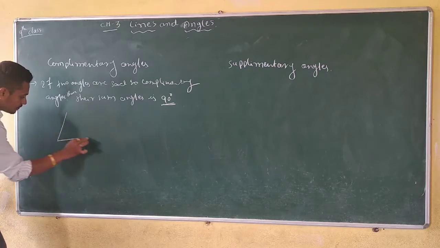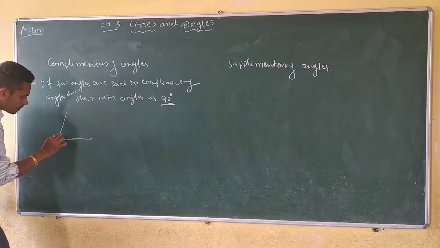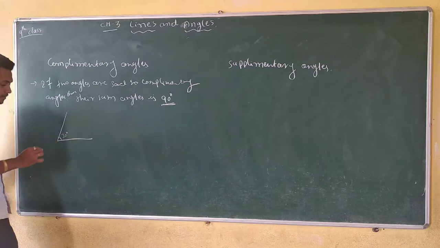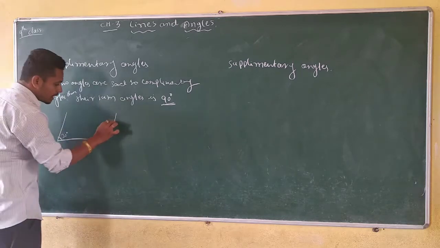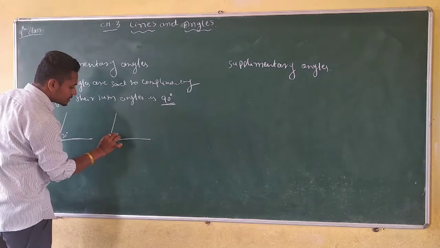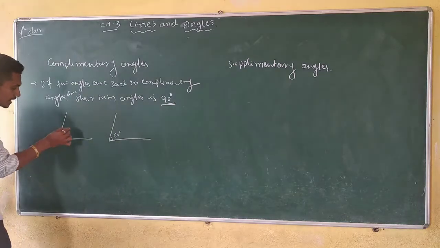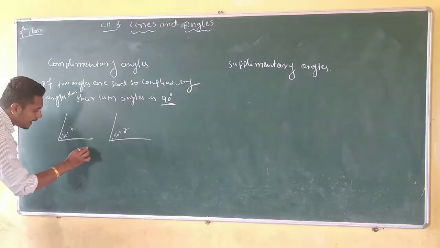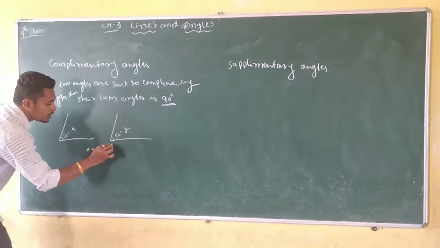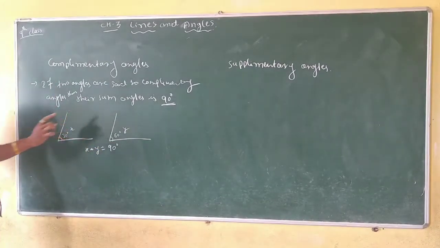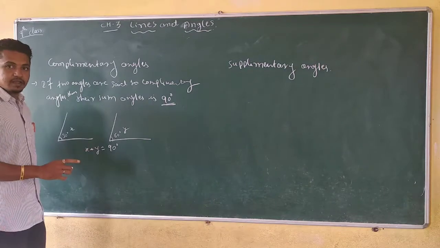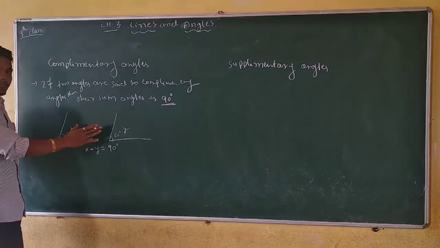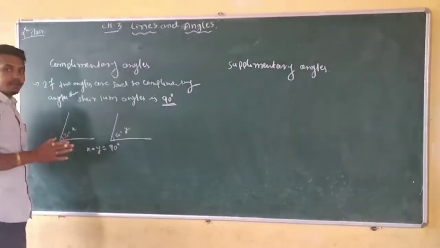See here, this is a 30 degree angle, and another angle is 60 degrees. This angle is x and this is angle y. Then angle x plus y is equal to 90 degrees. So 30 plus 60 is equal to 90 degrees. So that type of angles are known as complementary angles.